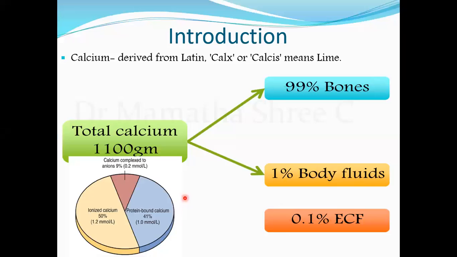So to introduce you to the topic, calcium is derived from the Latin word calx or calcis, which means lime. So the total calcium in the body is 1,100 grams, out of which 99% is in bones and 1% is in the body fluids, out of which 0.1% is in the ECF. The total calcium levels in the body are in the form of anions, which is just 9%, protein bound, which is 41%, and ionized calcium, which is 50%.